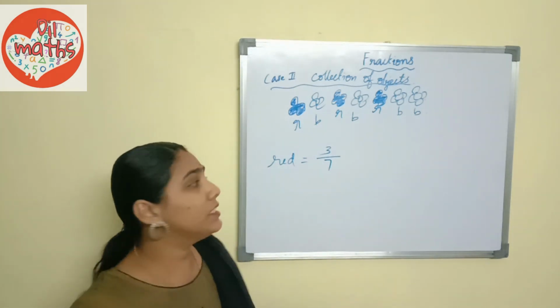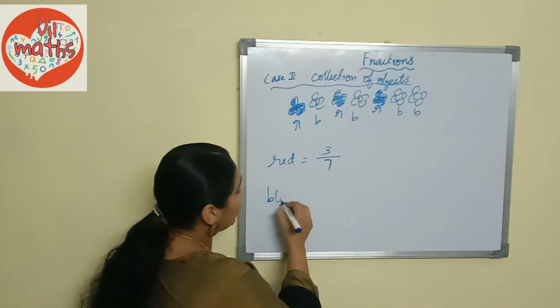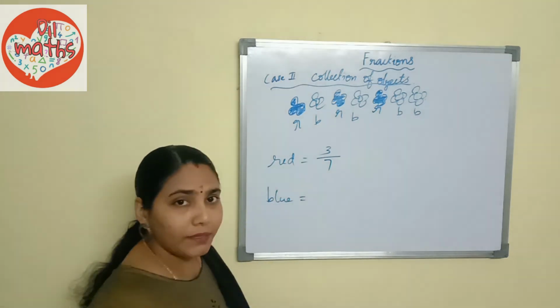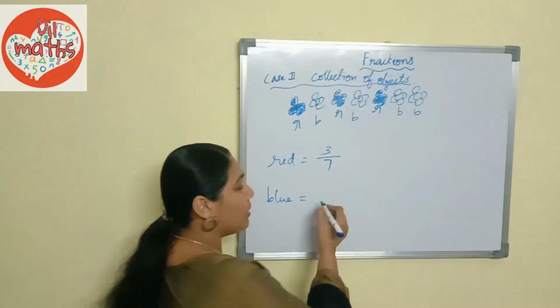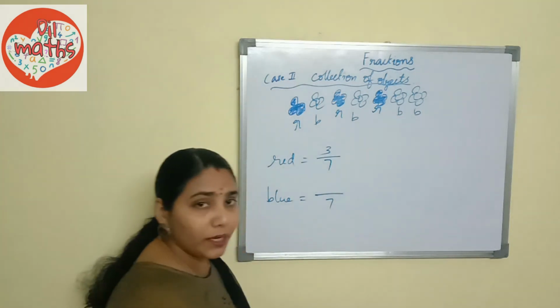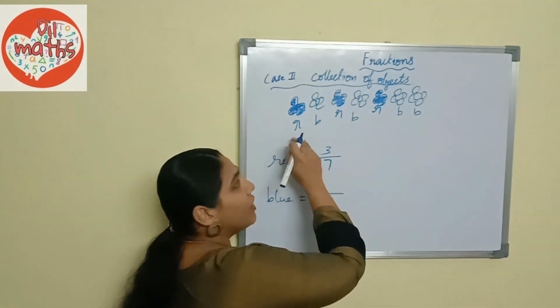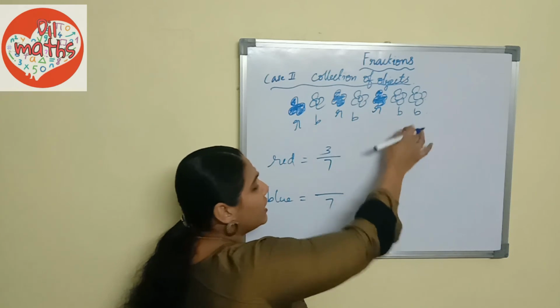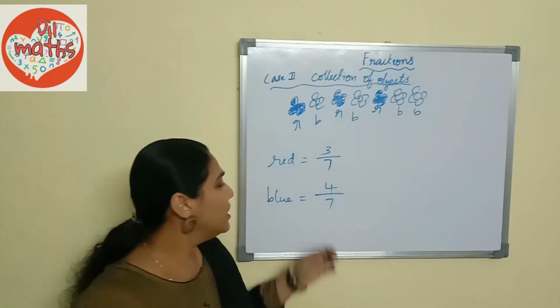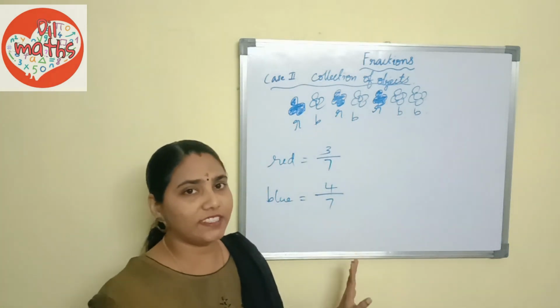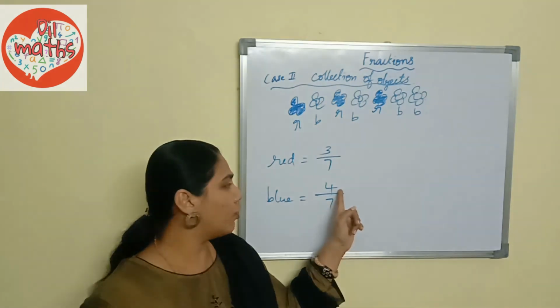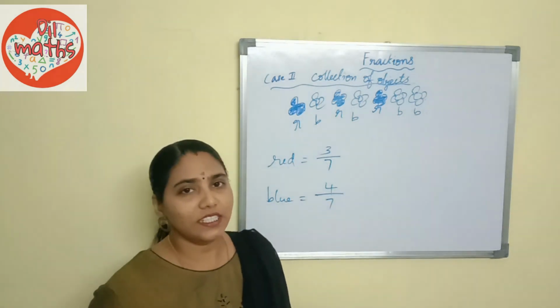Now I want to represent the blue color flowers by fraction. So what will come in the denominator? As usual, total number of objects. 7 is the total number of objects. And how many flowers are blue in color? 1, 2, 3, 4. 4 flowers are blue in color. So what is the fraction? 4 by 7 is the fraction. Here what is the numerator? 4 is the numerator and 7 is the denominator.